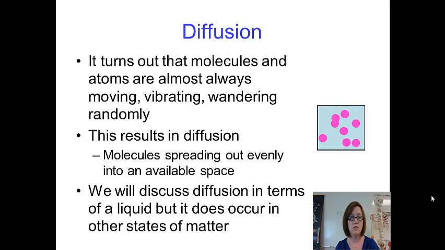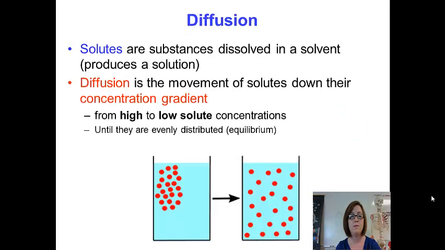Those solid objects contain moving atoms, moving molecules. This movement can result in diffusion, where molecules spread out evenly into an available space, right? So like, let's say you were holding a helium balloon, right? And you pop the helium balloon. Is it the case that the helium would just stay right there? No, the helium would spread throughout the room that you're in. That's diffusion. We're going to discuss diffusion in terms of a liquid, but it does occur in other states of matter too.